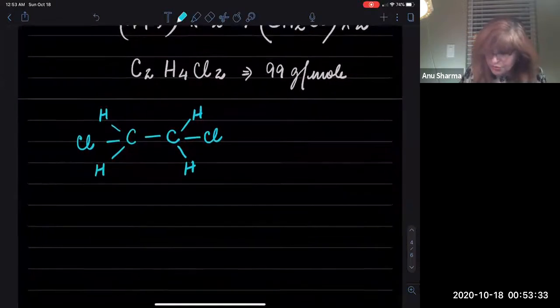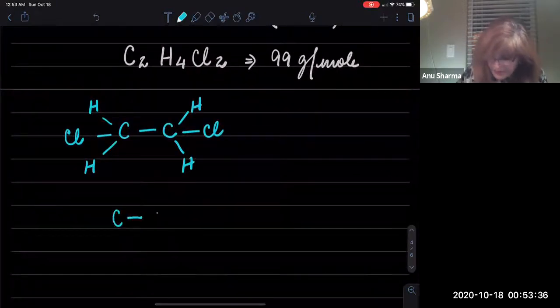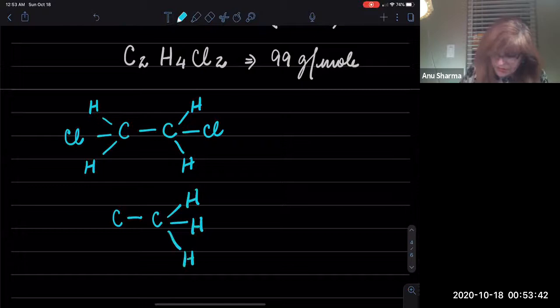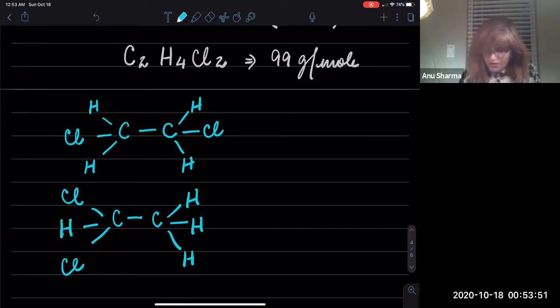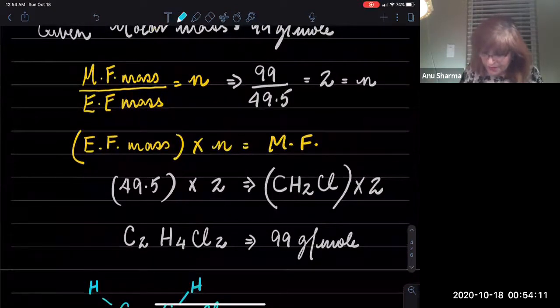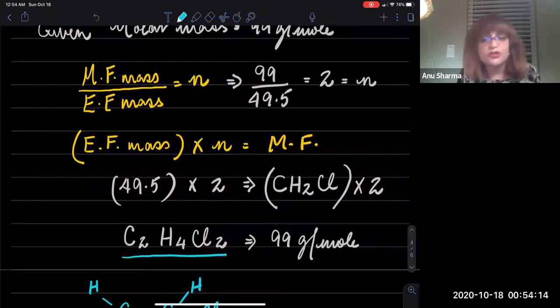Or you can also do carbon with hydrogen, hydrogen, hydrogen, and chlorine, chlorine, hydrogen. So this also makes sense. These are the 2 different structures that are possible, and these are 2 different compounds. In organic compounds, there are different types of possibilities. However, what's important here is that this structure is the molecular formula.